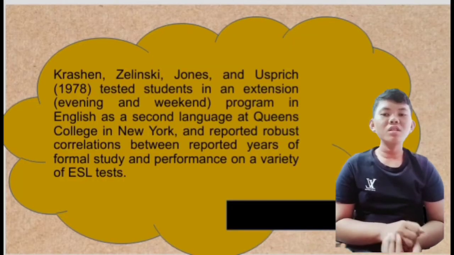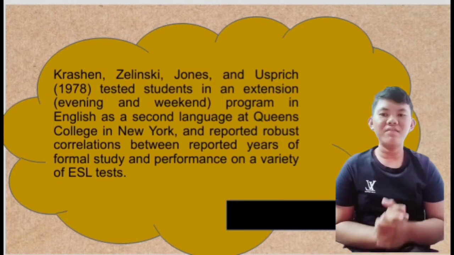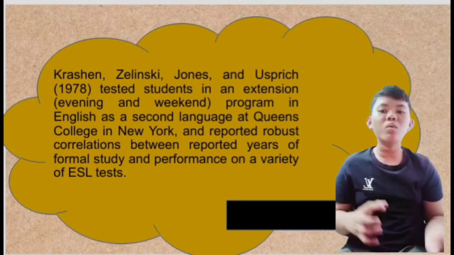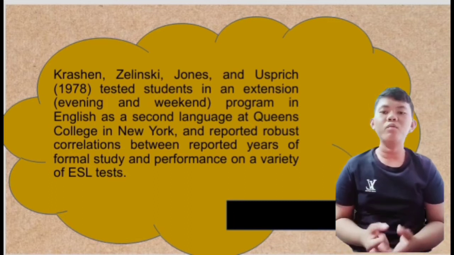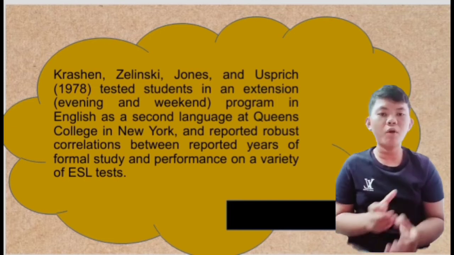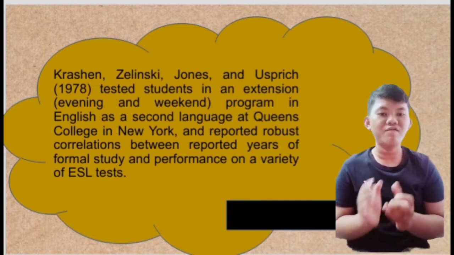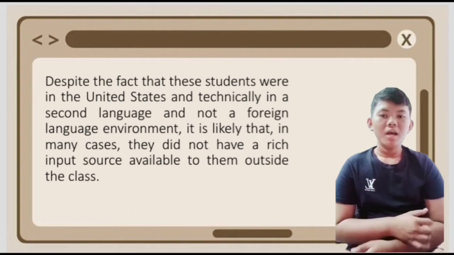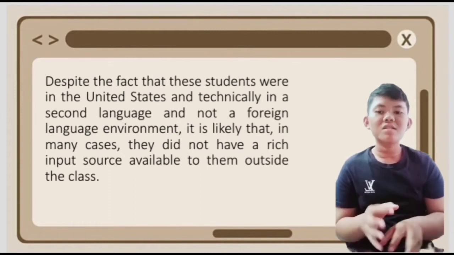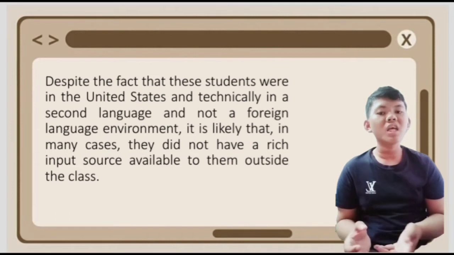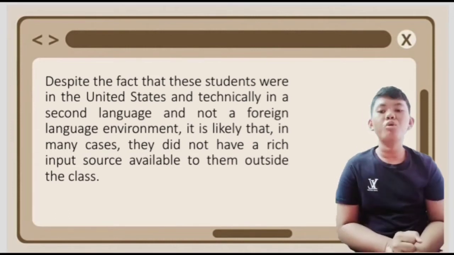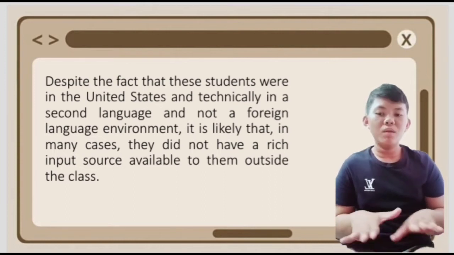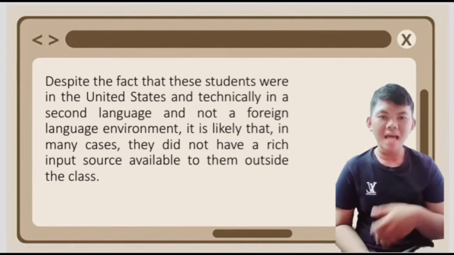Moreover, Krashen, Zelinski, Jones, and Usprich in 1978 tested students in an extension program in English as a second language at Queens College in New York, and reported robust correlations between reported years of formal study and performance on a variety of ESL tests. As a result, they stated that despite the fact that these students were in the United States and technically in a second language and not a foreign language environment, it is likely that, in many cases, they did not have a rich input source available to them outside the class.